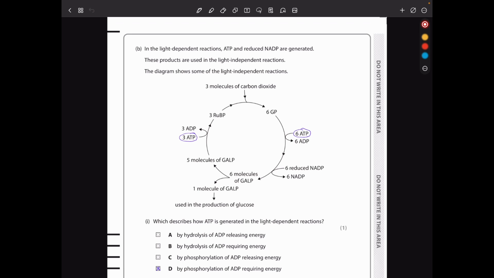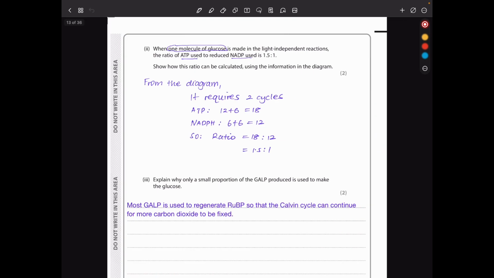So if we need 2 cycles, it means the ATP used per cycle is going to be the 6 plus the 3, giving us 9. So for 2 cycles, it's going to be 18 ATP molecules. And the reduced NADPs that are used are going to be 6 per cycle, so the total is going to be 12. And so my ratio is going to be 18 to 12, which is 1.5 to 1.